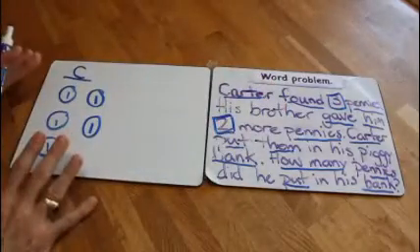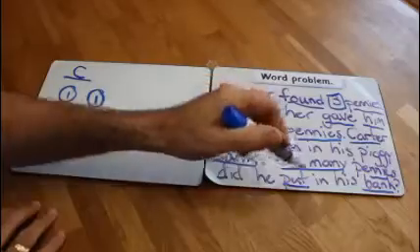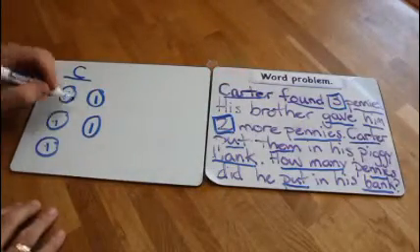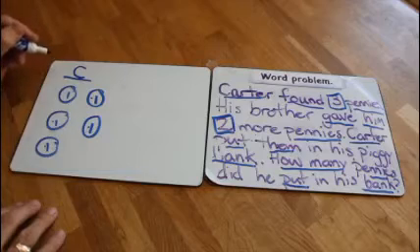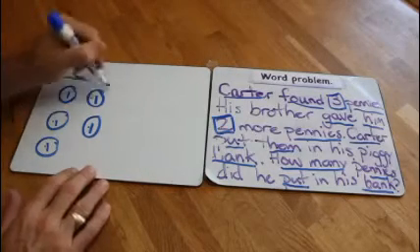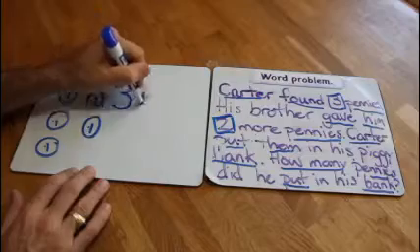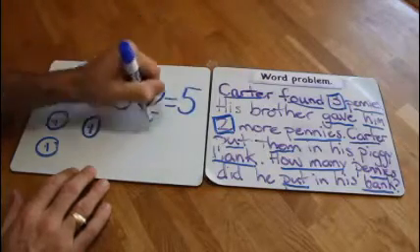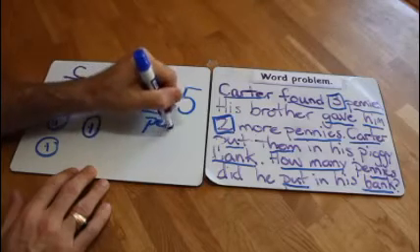So he put all his pennies in his piggy bank. How many pennies did he put in his bank? Well, he put them all. There's 1, 2, 3, 4, 5. 5 pennies he put in his bank. Because 3 plus 2 equals 5 pennies to put in his bank.